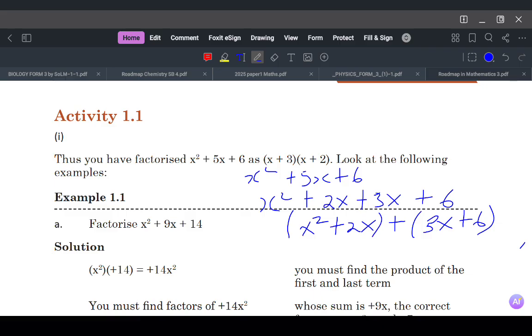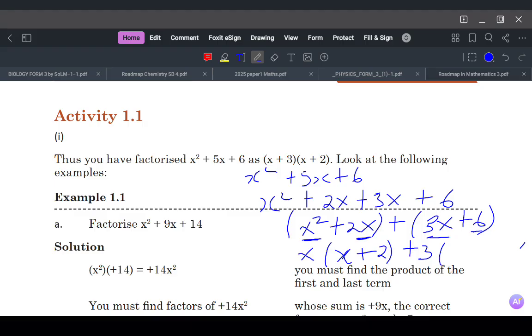Then you look at each bracket, the terms in each bracket. You just appreciate that x is common here. So you take that x out. So you have x plus 2. And in the second bracket, you do the same. You look for the term which is common. So we have 3. 3 can go into 3x and 6. So you take that 3 out.